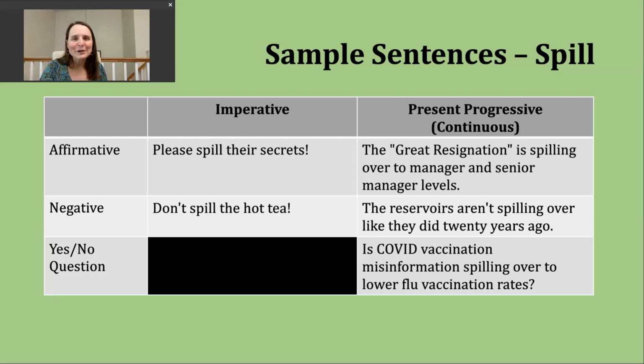Finally, let's take a look at making a yes or no question in the present progressive. To do this, I start with my form of be that matches my subject. That subject comes next. Then I have the ing form, the verb. Here's another example. Is COVID vaccination misinformation spilling over to lower flu vaccination rates?